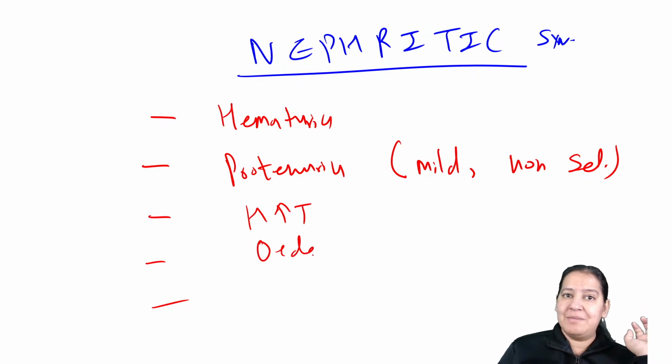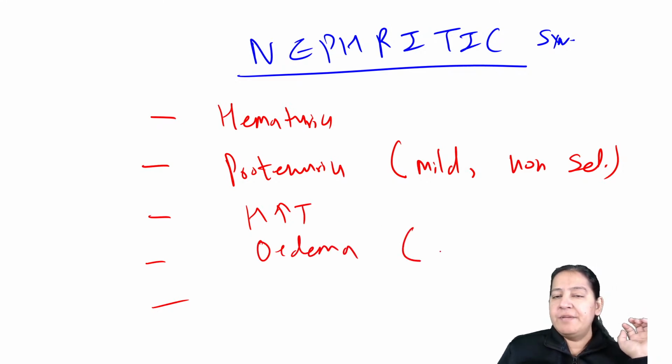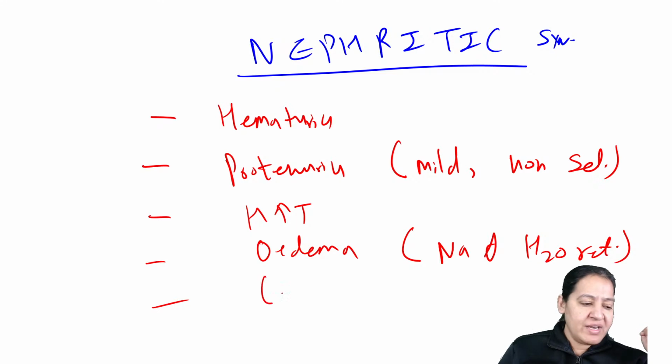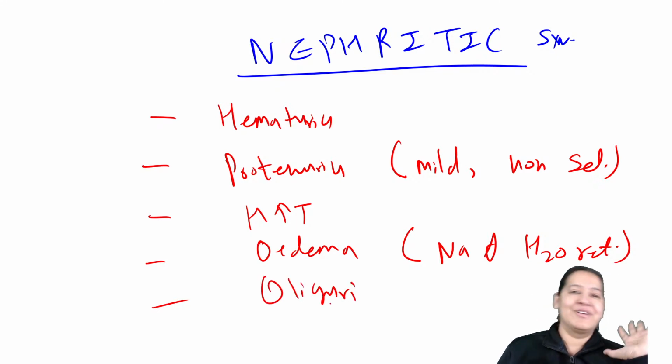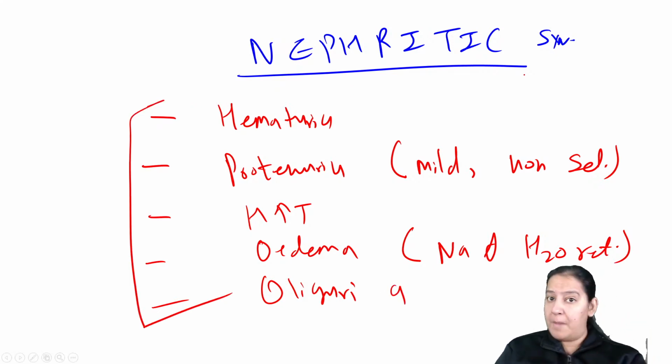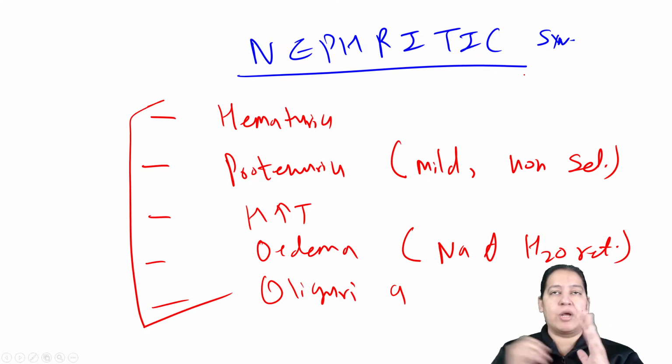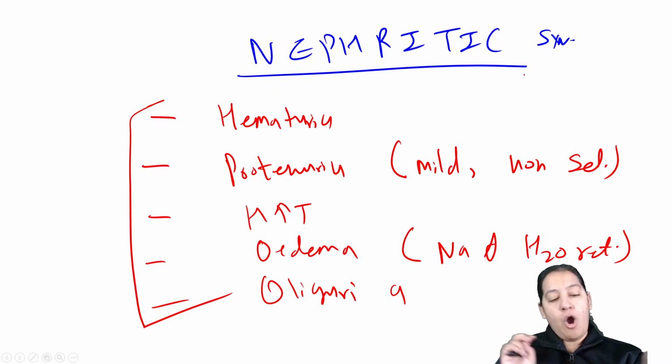The fourth is edema. What is the reason for edema? It is sodium and water retention in the body because kidneys are non-functional. And the fifth one is oliguria. Yes, edema and oliguria. Rishinika, very good. So these 5 features together constitute nephritic. Now compare all these 5 with nephrotic also. I will tell you.